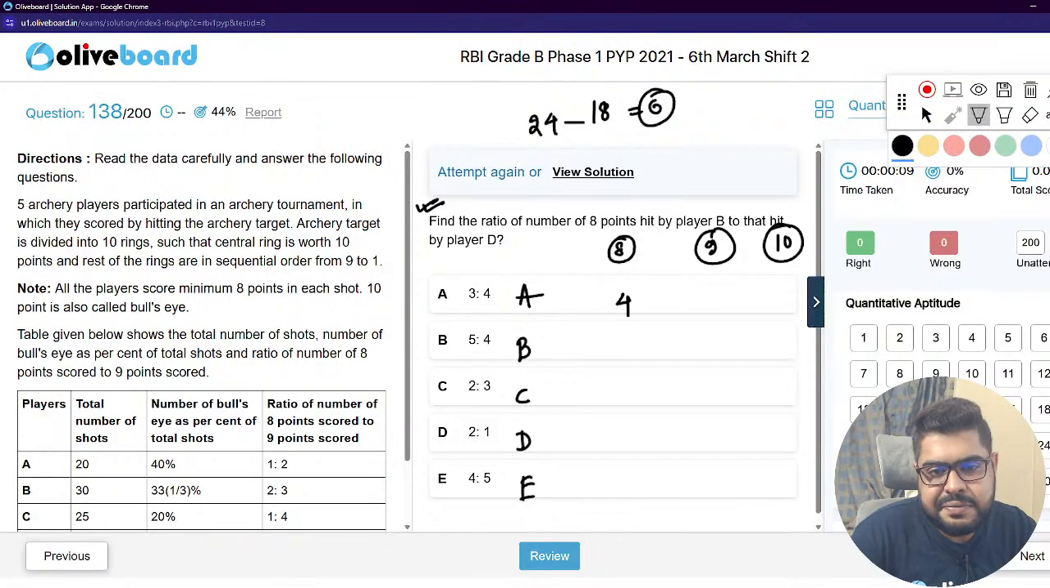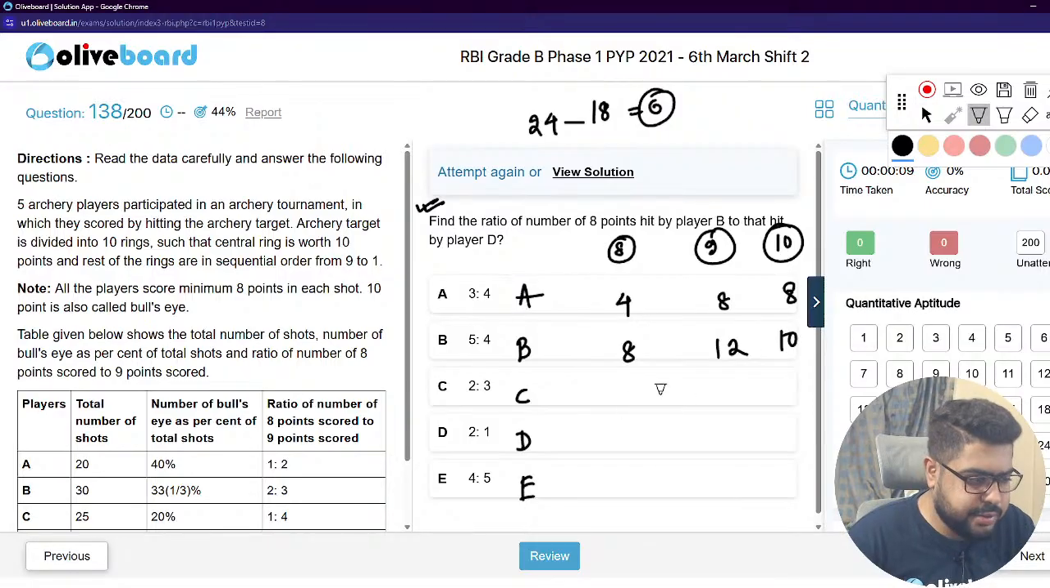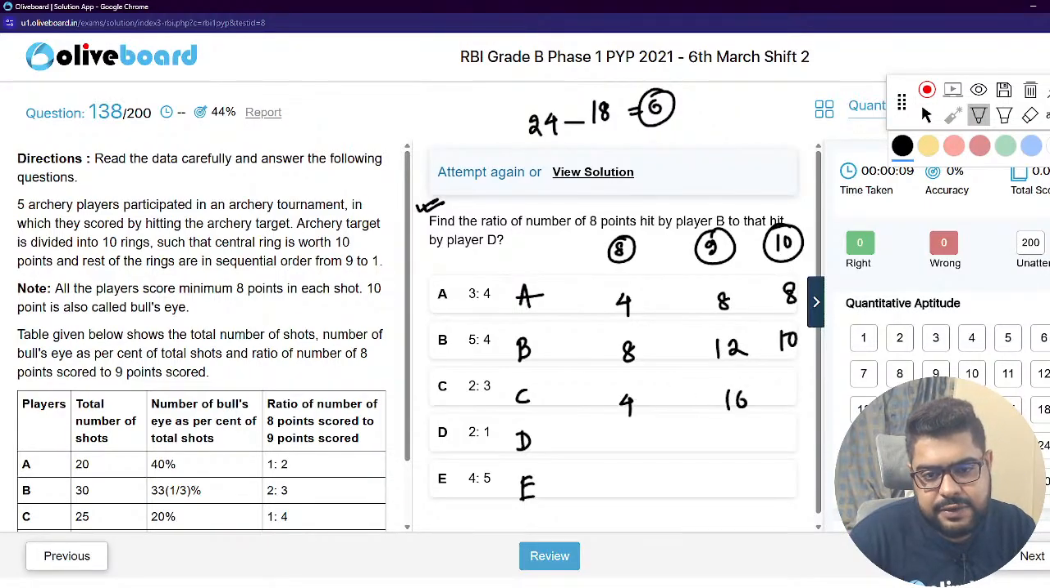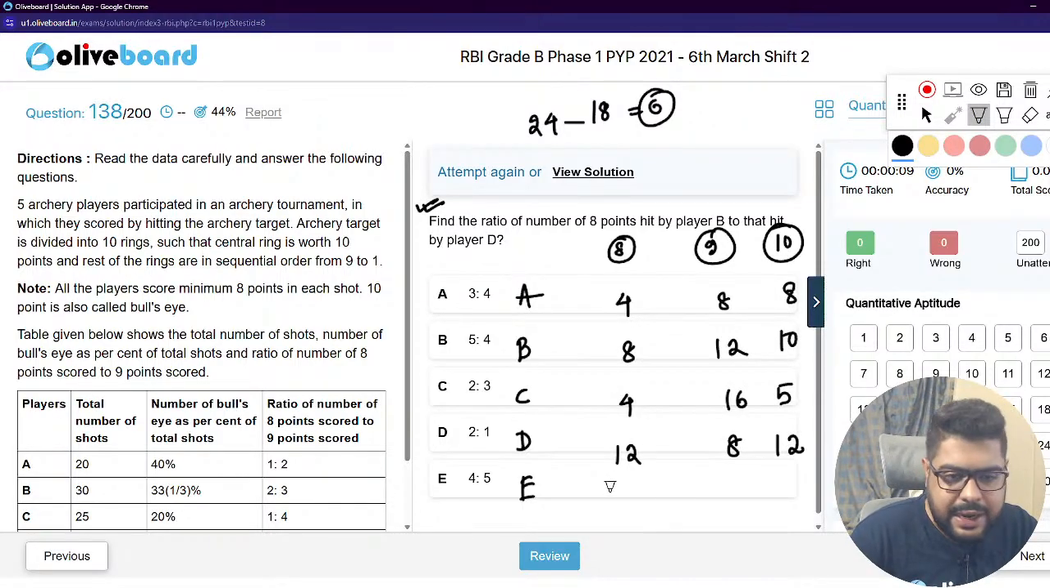48, 8, 12, 10, 4, 16, 5, 12, 8, 12, 10, 12.